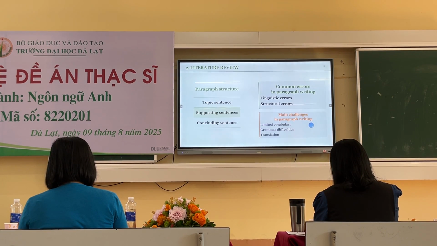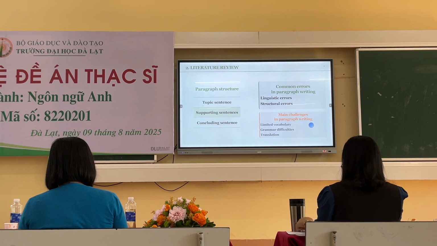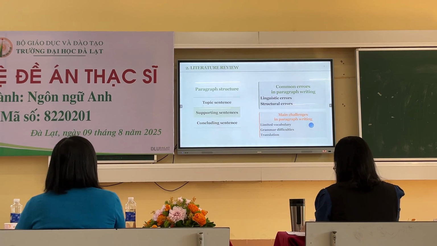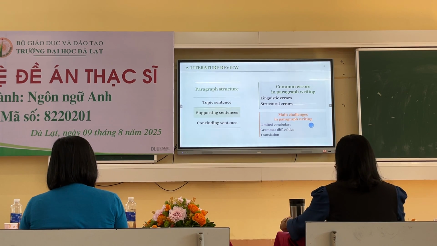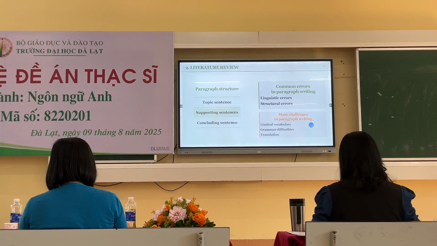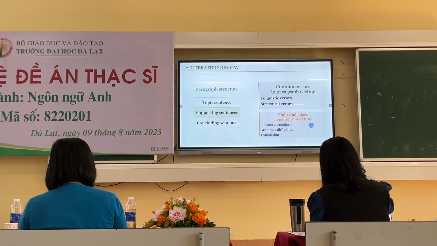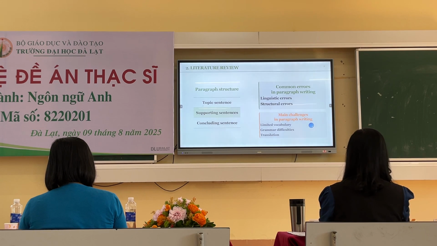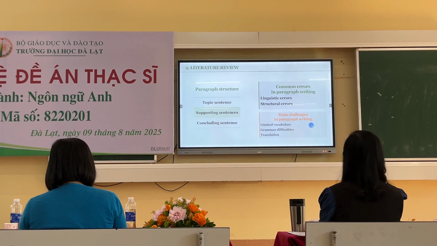Moving on to the literature review. Here is the structure of the paragraph, with topic sentence, supporting sentences, and concluding sentence. According to some researchers, the two common errors in paragraph writing are divided into linguistic errors and structural errors. The main challenges in paragraph writing are limited vocabulary, grammar difficulties, and translation.